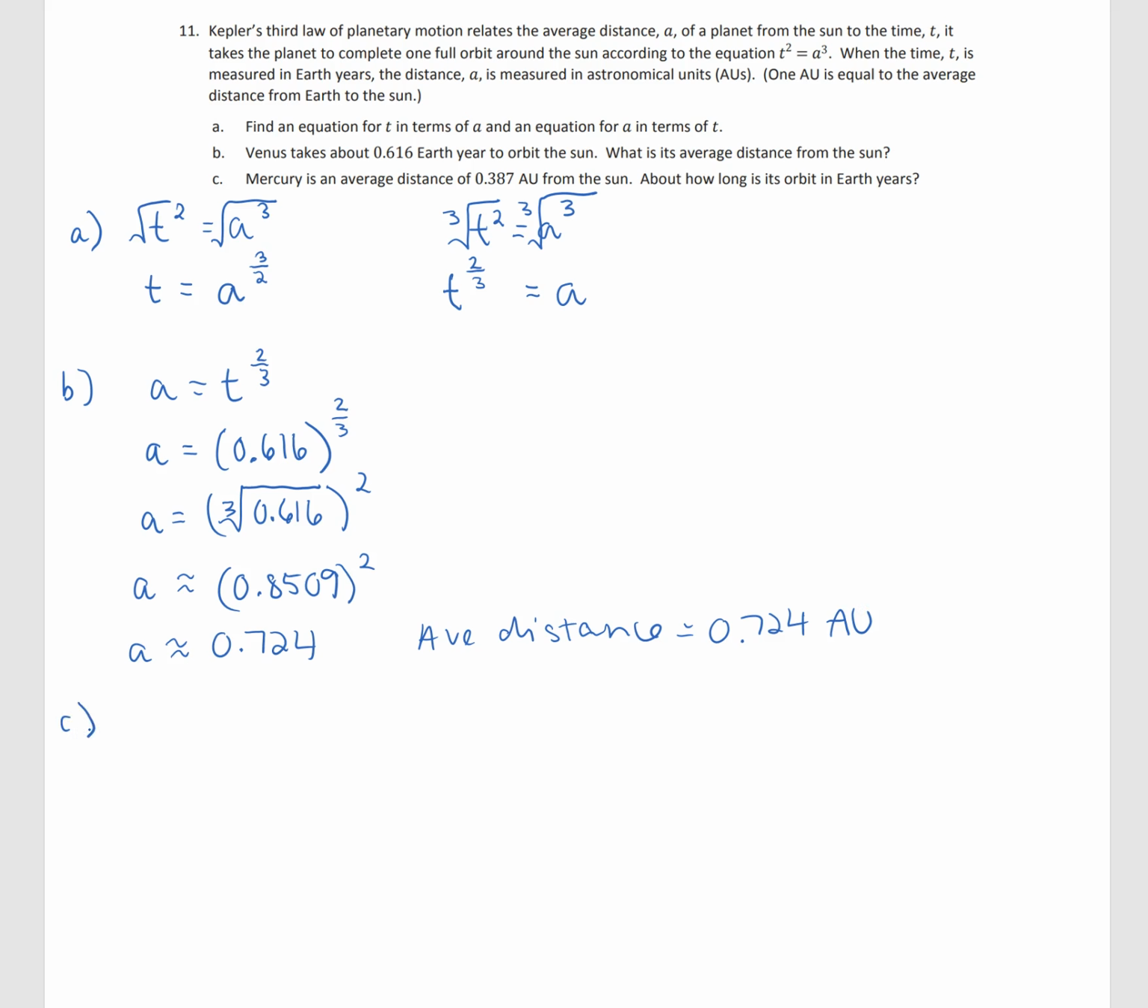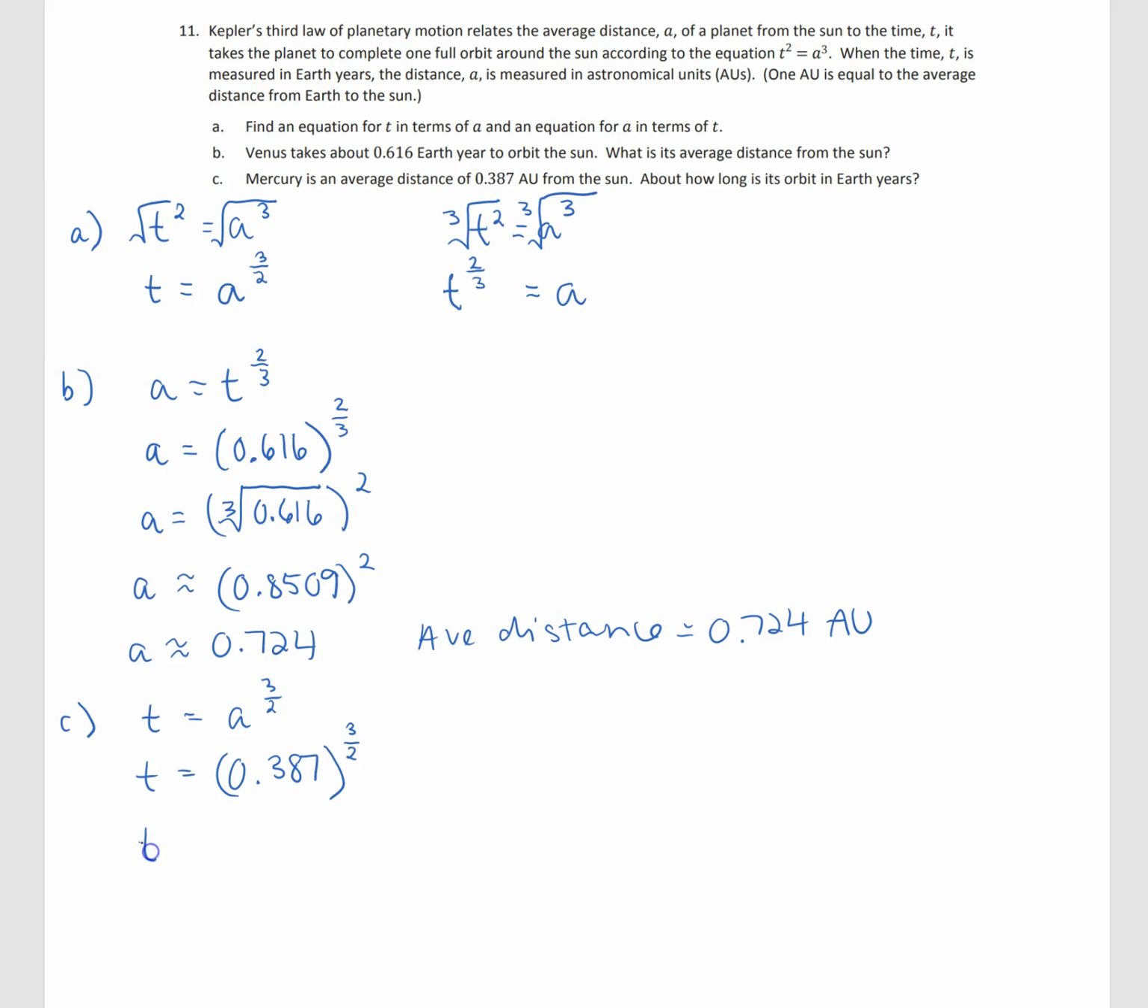Part C, we're told that Mercury is an average distance of 0.387 AU from the Sun. About how long is its orbit in Earth years? So in this case, we want to use this equation because we're trying to find t, the length of its orbit. And so we have t equals a to the power of 3 over 2. Plugging in what we've been told, that the average distance is 0.387 AU. And it's to the power of 3 over 2.